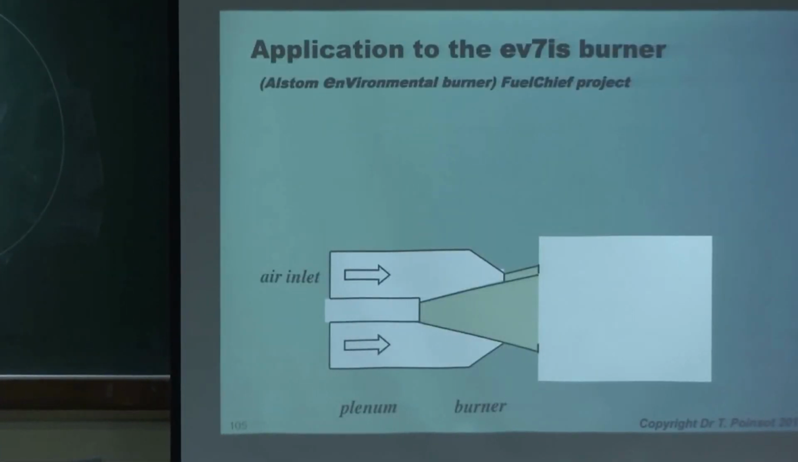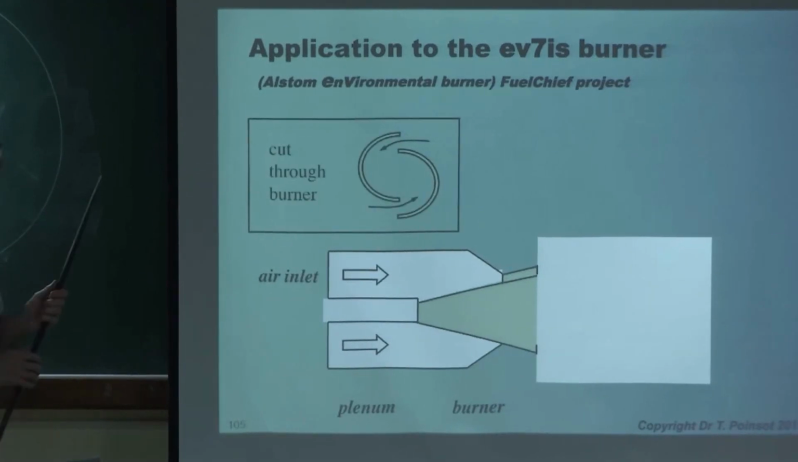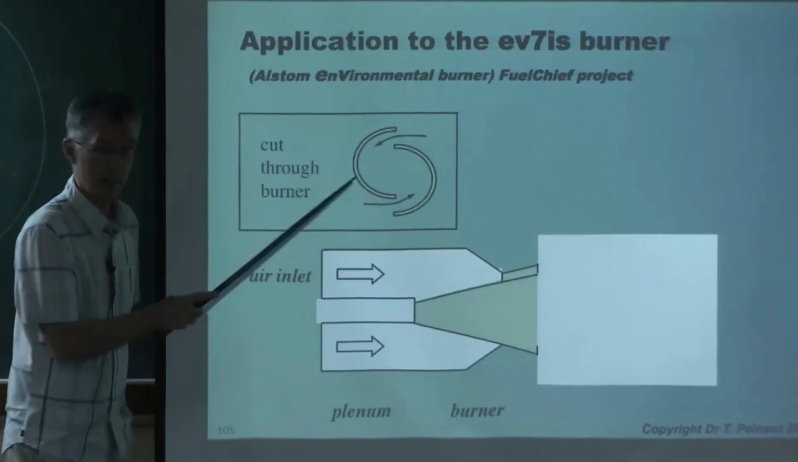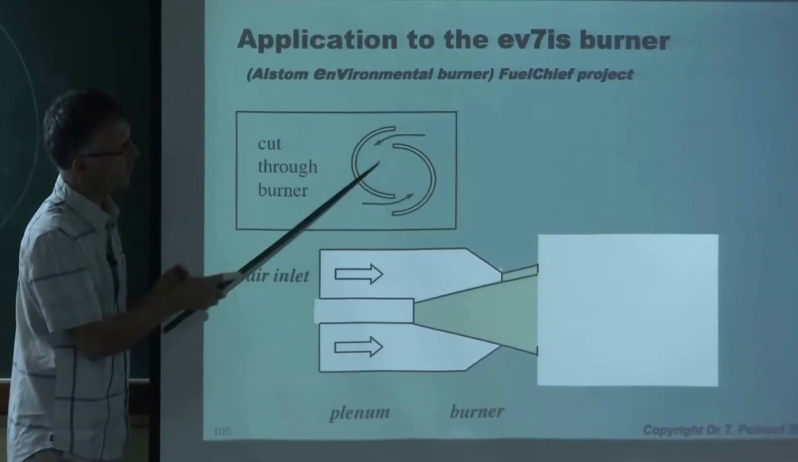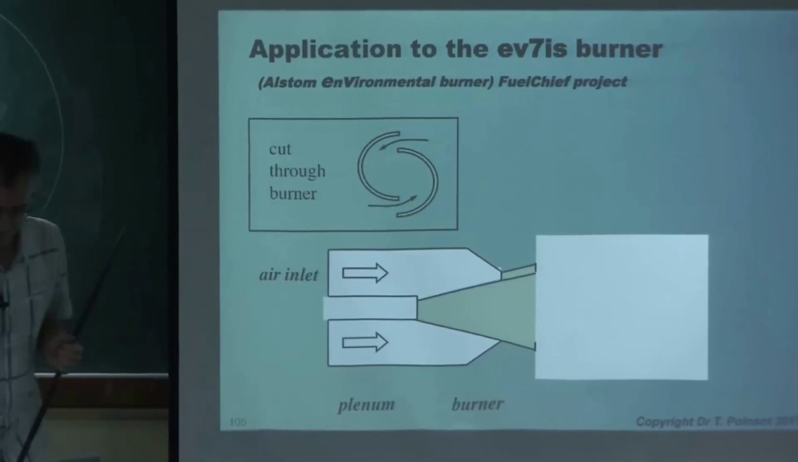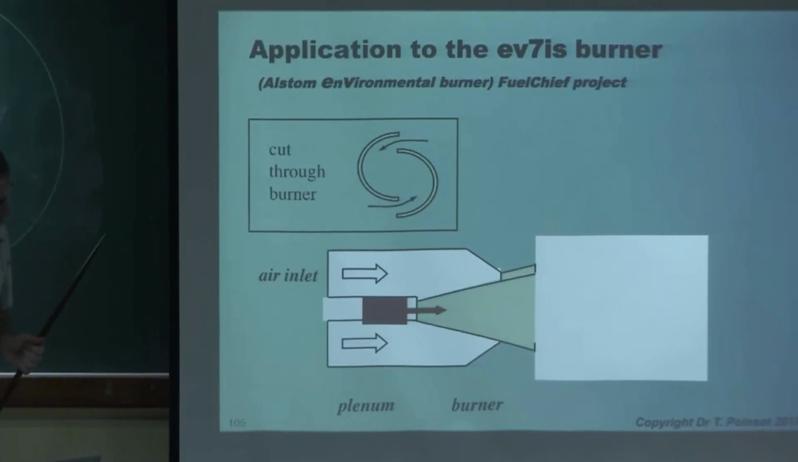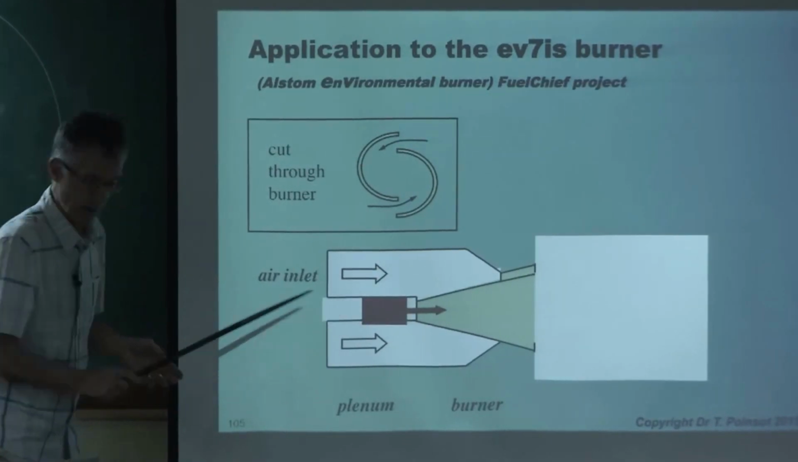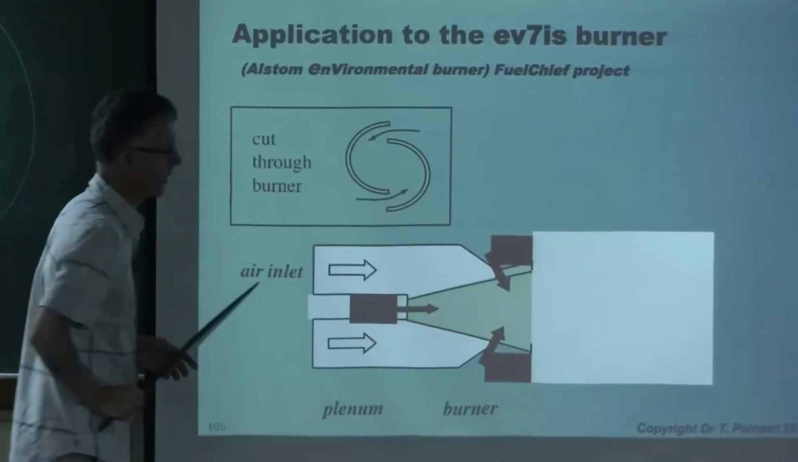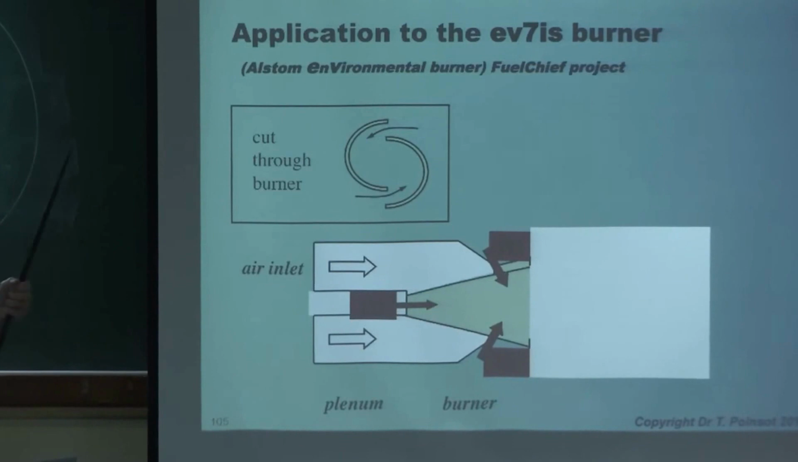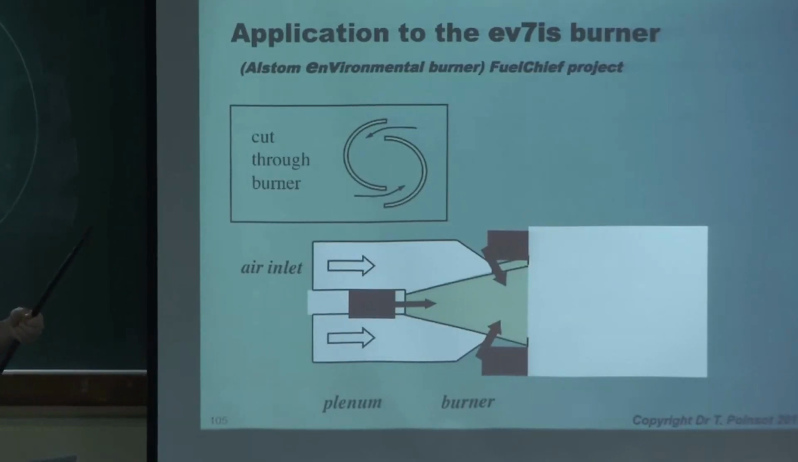Okay, now let me go to this burner. The EV7 burner of Alstom is the one I described this morning. It's a cone cut in two, and so the flow is turning like this here. And so here we inject methane here, and they also stage methane injection. They inject also methane here and there. So this way they can tune the regime, trying to make it stable if they have to change something.